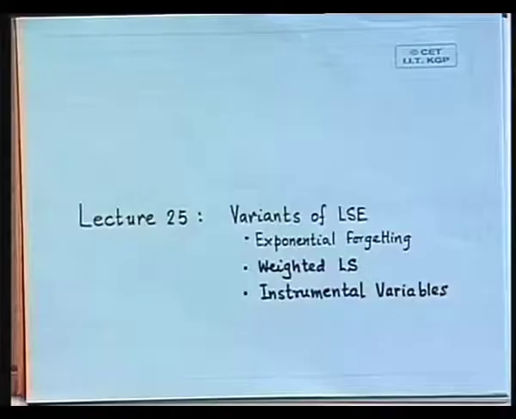What did we learn yesterday? The basic least square algorithm, in a form y is equal to phi transpose theta plus v, and saw some properties. We found that it is supposed to work well if certain properties are satisfied by the data vector phi and the noise or error vector v.